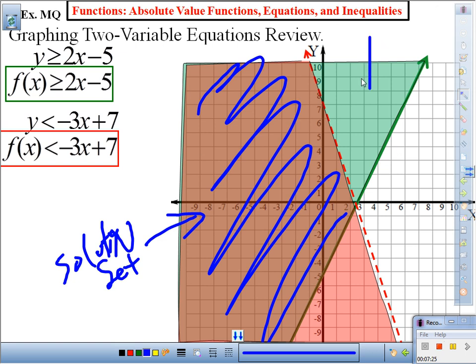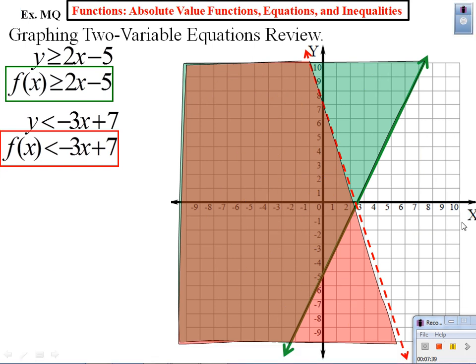How about here? Is this the solution? No. Is this the solution? No. Is this the solution right here? No. None of that is the solution, only where both of them overlap. Okay? And that brings us to this one.